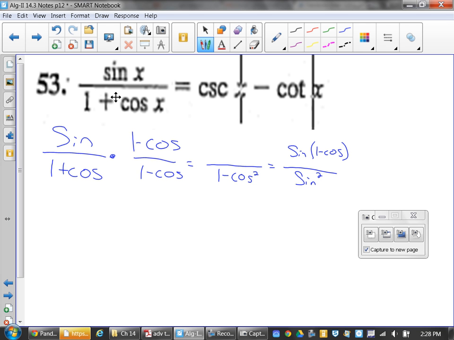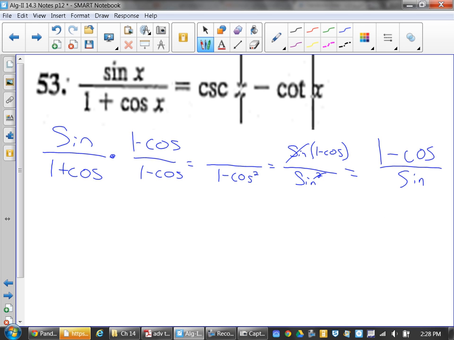And I wind up with 1 minus cosine over sine. Now, do I have a singular piece in my denominator that can split into two fractions? That's how you set that up. So you get 1 over sine minus cosine over sine, which is cosecant minus cotangent. That's the trick to get yourself away from the two parts you can't use, to make it into one you can.